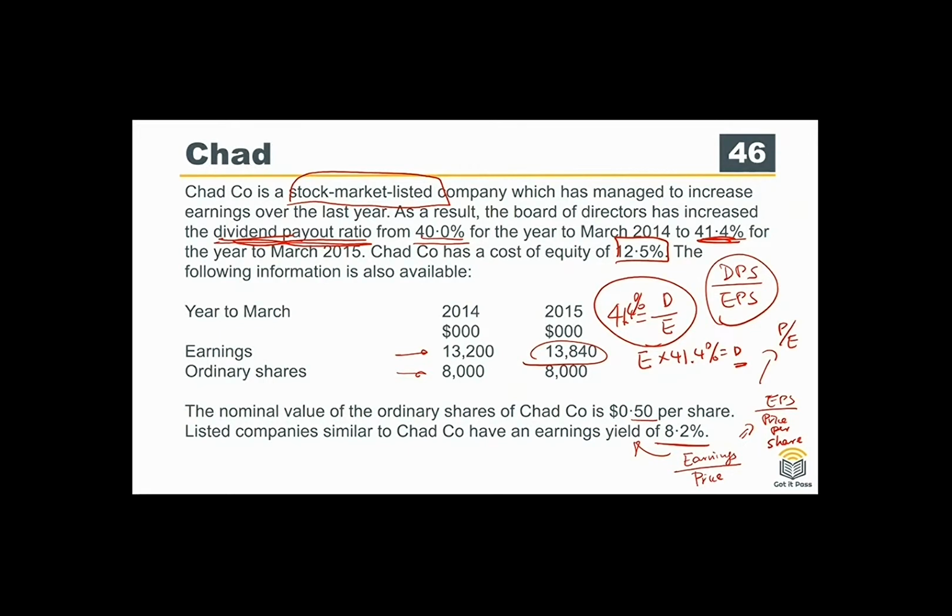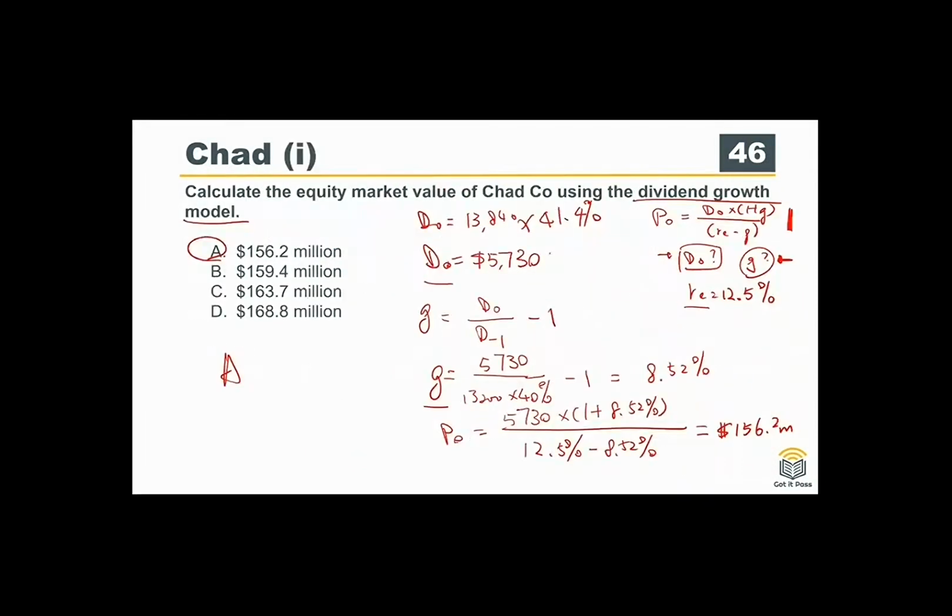in 2015. So you work it out, and for the growth rate based on 2 years of dividends, the growth rate you get is 8.52%. Then it is not difficult when all the unknown variables are obtained from your calculation. Okay, so let's move on to the next question.